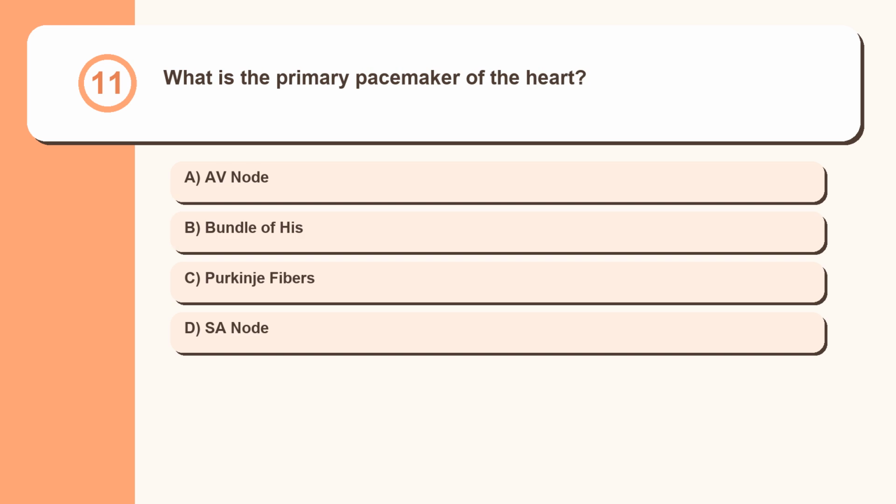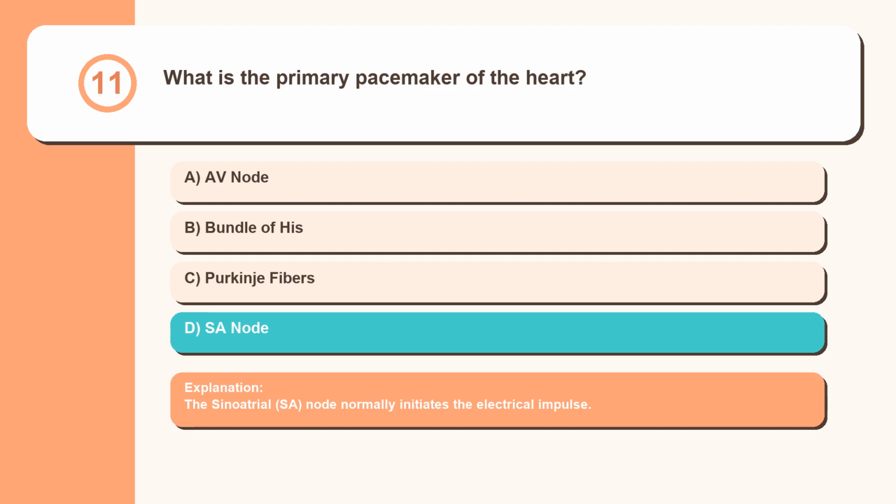Question 11. What is the primary pacemaker of the heart? AV node, bundle of His, Purkinje fibers, SA node. The sinoatrial, SA, node normally initiates the electrical impulse.